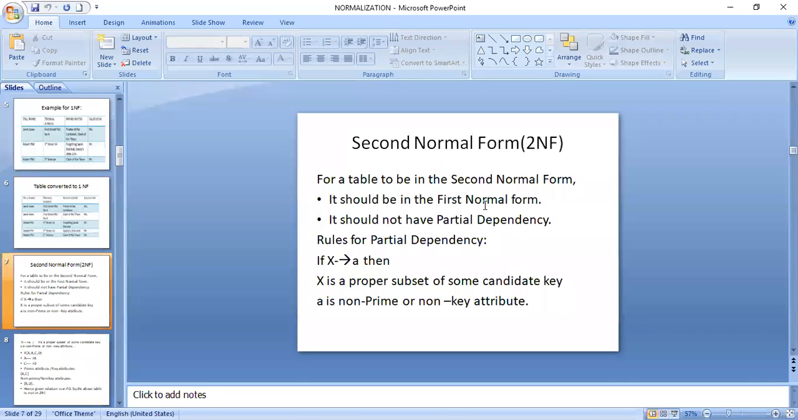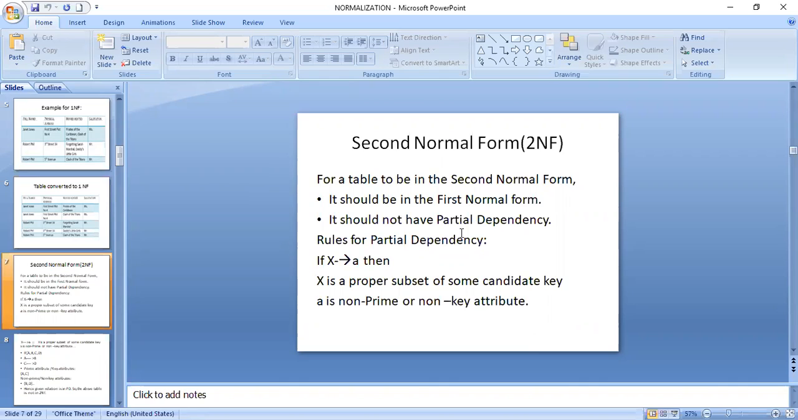First of all, it should be in the first normal form. Obviously, almost all the tables being stored in the database will always be in first normal form. But for any second normal form, first of all, it should be in first normal form. As well, it shouldn't have any partial dependency. So if a table has to be in second normal form, first it should satisfy the first normal form. Second, it shouldn't have partial dependency.